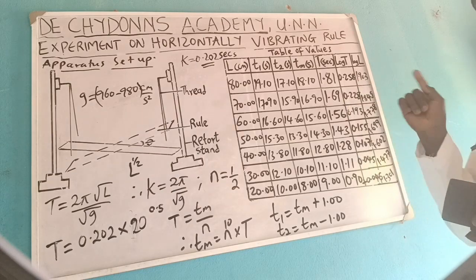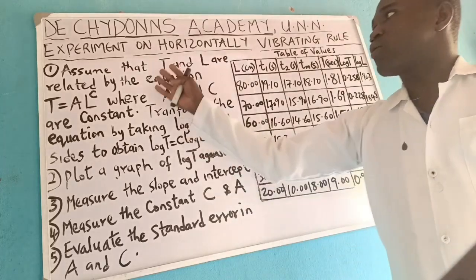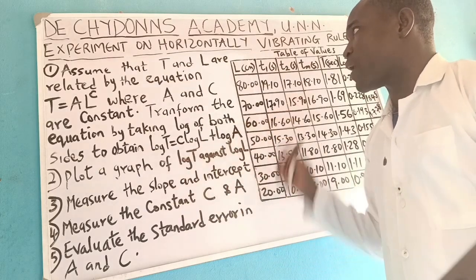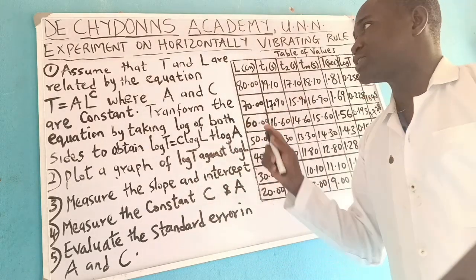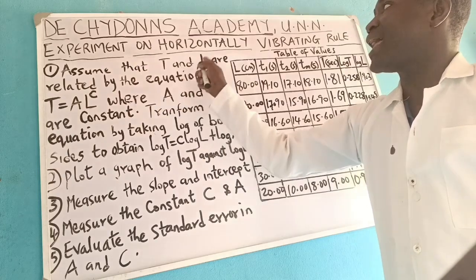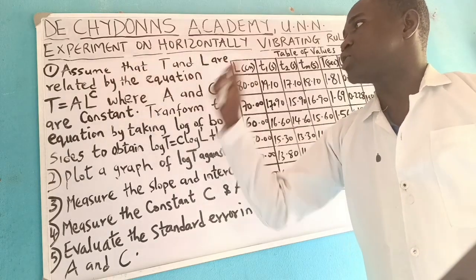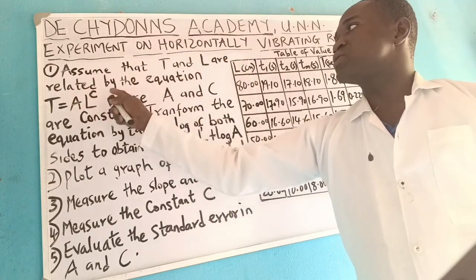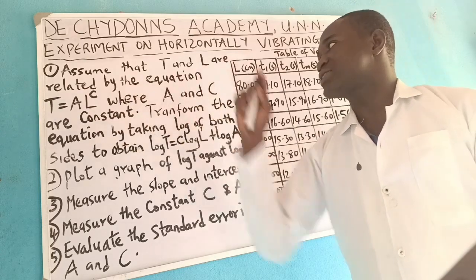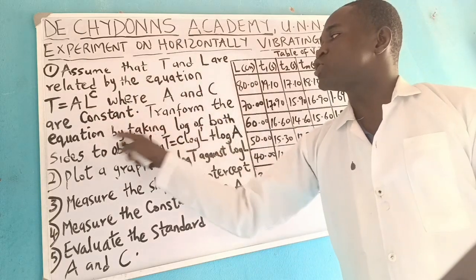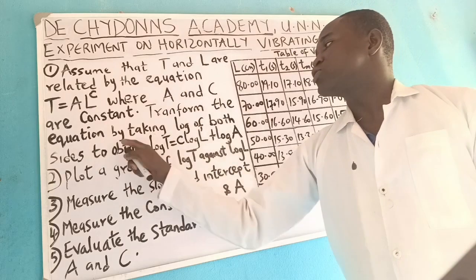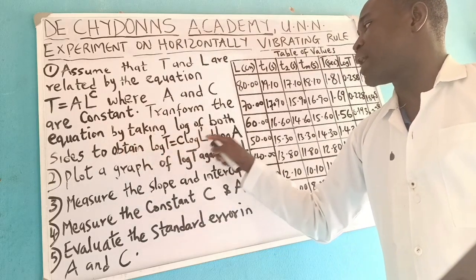Let's go into the graphical aspect. So these are the questions we have to answer in this experiment. And question number 1 goes this way. Assume that T and L are related by the equation T equals A L^C, where A and C are constants. Transform the equation by taking log of both sides to obtain log T equals C log L plus log A.